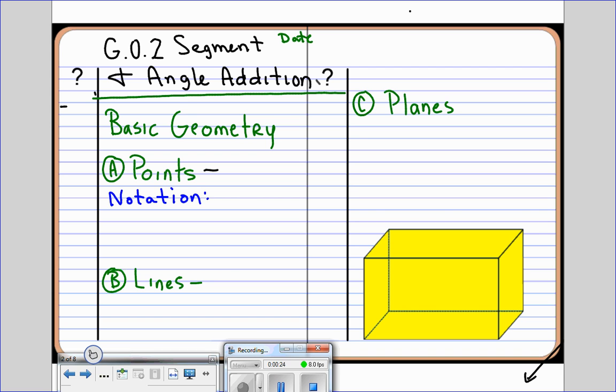Okay, first of all, in case you haven't drawn a line underneath your last summary, go ahead and draw that line. Go ahead and write the title of this unit, and it's G.0.2. There's an extra dot there. Segment and angle addition. Very basic stuff.